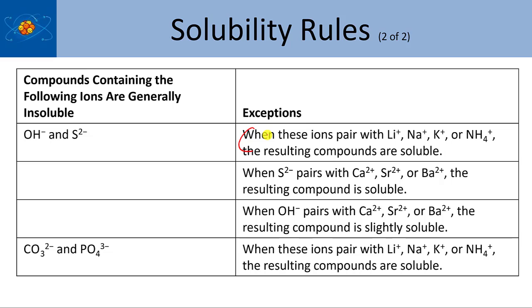But it says when sulfide combines with calcium, strontium, or barium, the compounds are soluble. Or when hydroxide combines with the alkaline earth group 2A metals, many of those are also soluble. Now, carbonate and phosphate, with their high negative charges, usually strongly attract positively charged ions. So those are almost always insoluble except for with the group 1s or the ammonium ion.